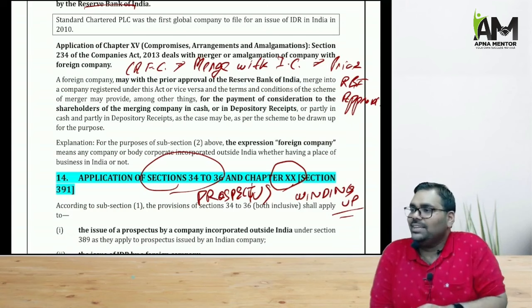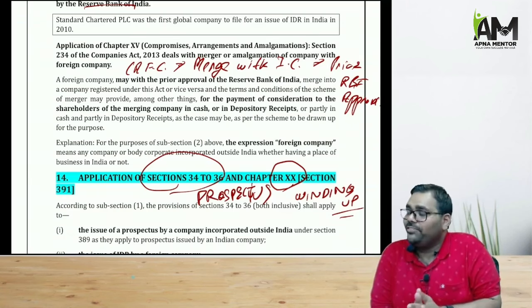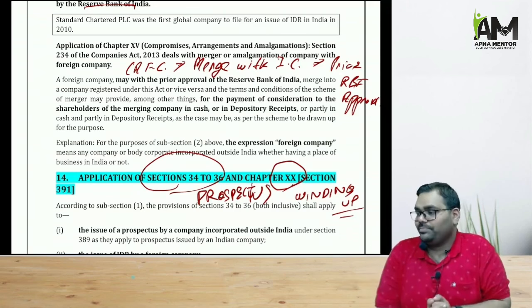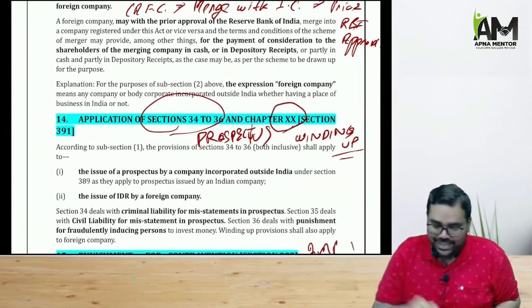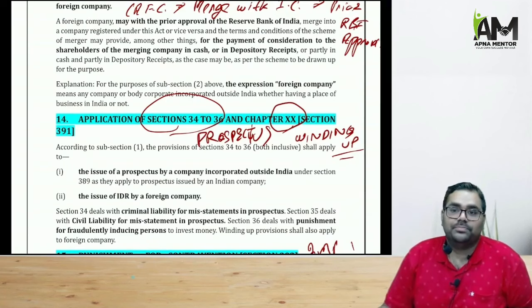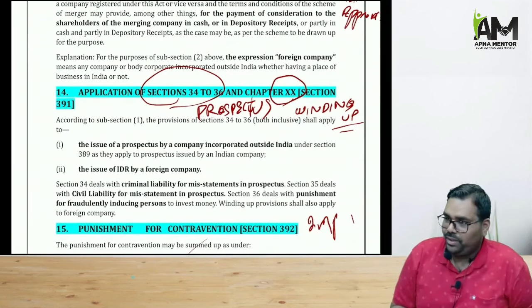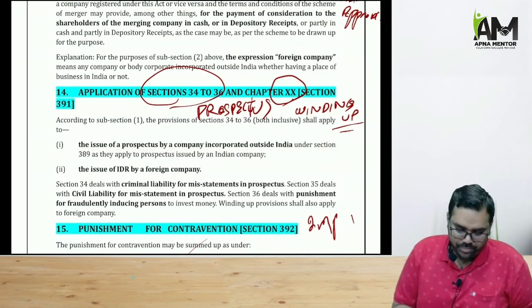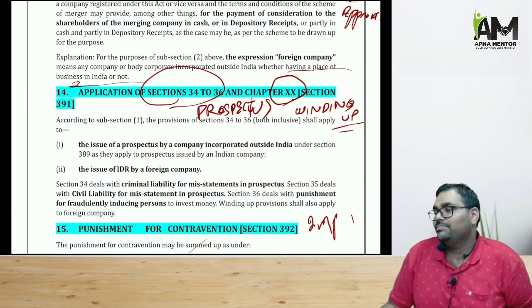In your basic class, I told you, sometimes if there is a confusion in the law, to give clarity, the lawmaker gives an explanation. I explained the word explanation also. Now see that explanation, how the lawmaker is using it to remove the confusion. For the purpose of subsection 2 above, the expression foreign company means any company or body corporate incorporated outside India, whether having a place of business in India or not.